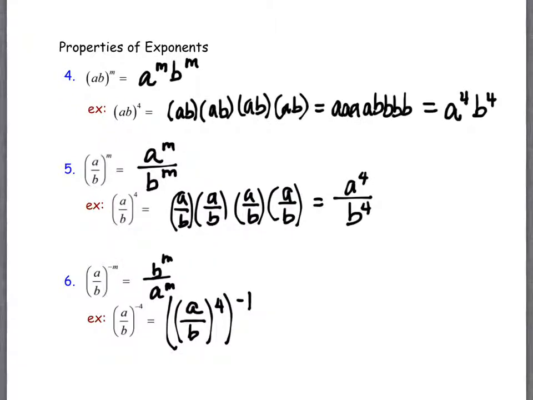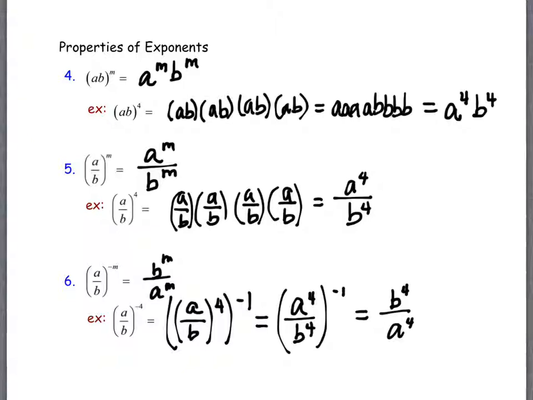Now I can use the property from above, property number 5, to write this as a to the 4th over b to the 4th, and a negative 1. We can do that. And then we can do exactly what we talked about before, the fact that a negative exponent flips a fraction. So this would then be b to the fourth over a to the fourth, because it's a negative 1. It's a reciprocal, or multiplicative identity even.